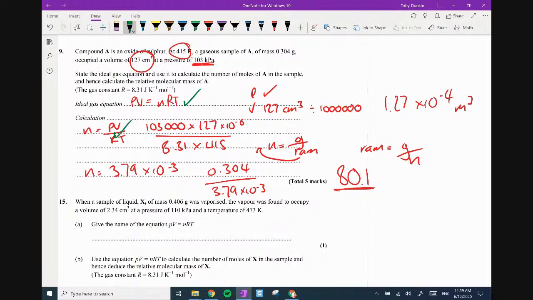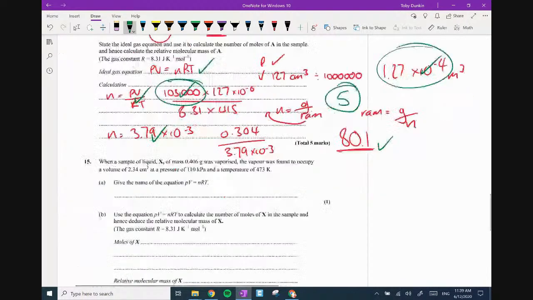1 mark, 2 marks, 3 marks, 4 marks. There was a conversion step as well for the pressure. Yeah, and then grams over rams, and then 1 mark. 5. I've got 6. Okay, so the 2 that are going to be included are pressure and volume. That conversion and that conversion will be included in a single mark for 5 marks.